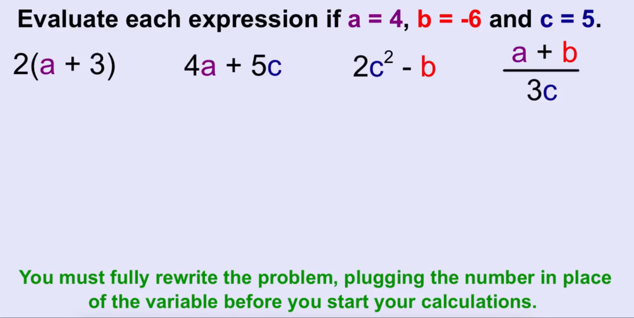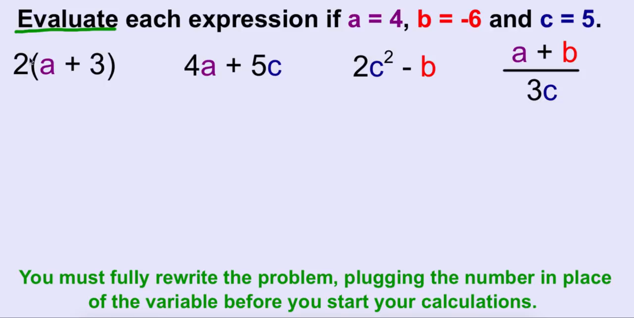All right, so now we're going to put this to use. When it asks you to evaluate an expression, that means plug the numbers in place of the variable and then actually go ahead and do the math. We want you to find a final answer. We want you to actually do the whole calculation all the way to the end. So here it says a is equal to 4, b is -6, and c is +5. All we want to do is wherever we see that variable, we want to plug the number in place of it and then go ahead and do the problem.